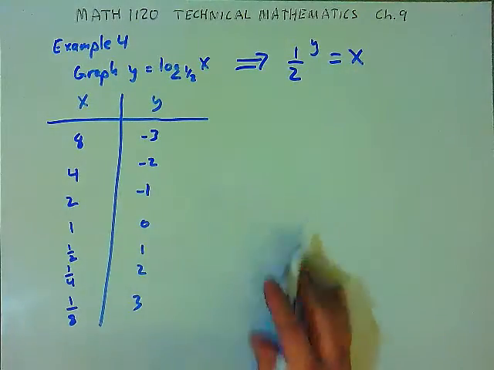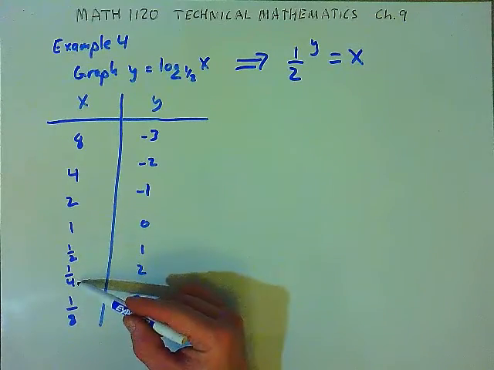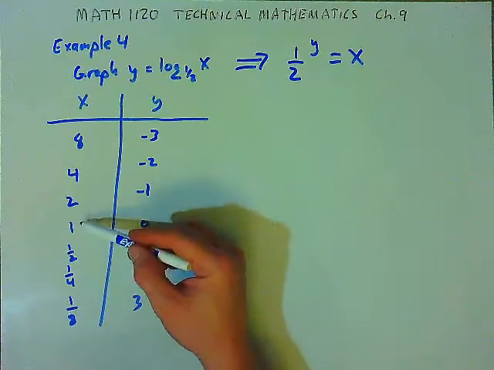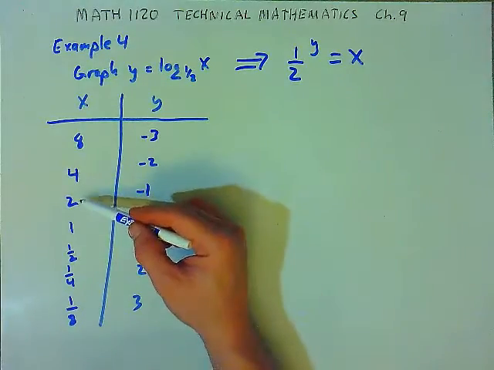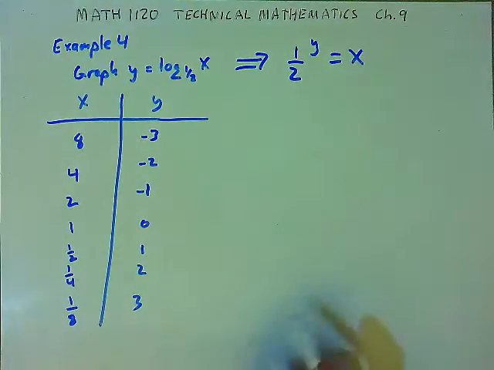And again, you can see the pattern here. 1/8 times 2 is a quarter. Quarter times 2 is a half. A half times 2 is 1. 1 times 2 is 2. 2 times 2 is 4. 4 times 2 is 8. Right? So that's how I knew these values.